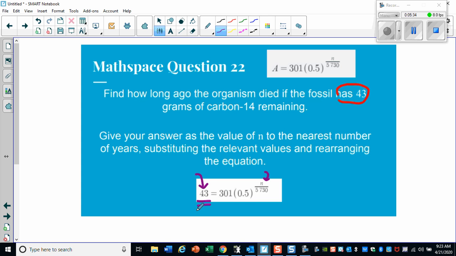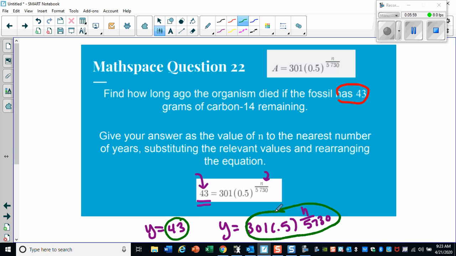So basically you have two equations here. Your first equation is going to be your left-hand side, or y equals 43. Your second equation is going to be your right-hand side, which is y equals 301 times 0.5 to the n over 5,730. And then in Desmos, your goal is to find where these two intersect. So where does this line intersect with this line? And that is going to be your value of n, or in this case on Desmos, it'll be your value of x.